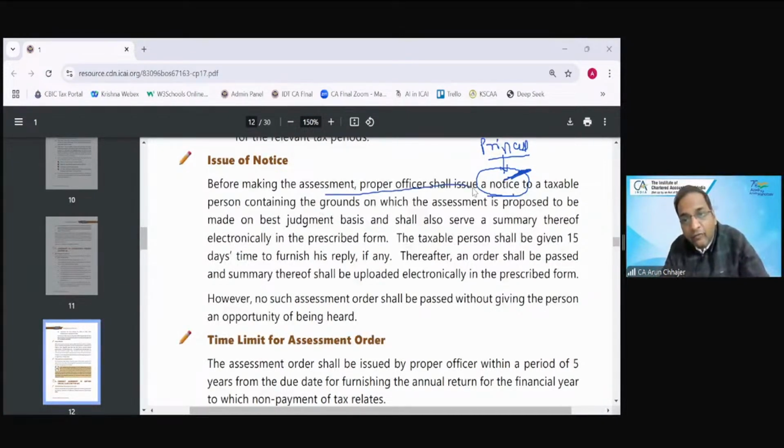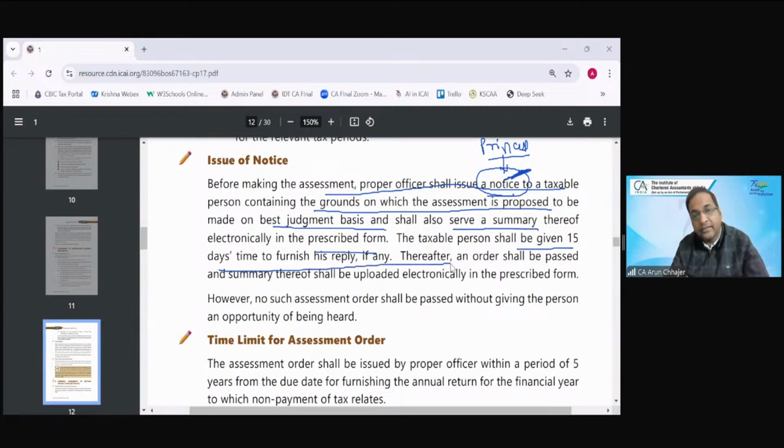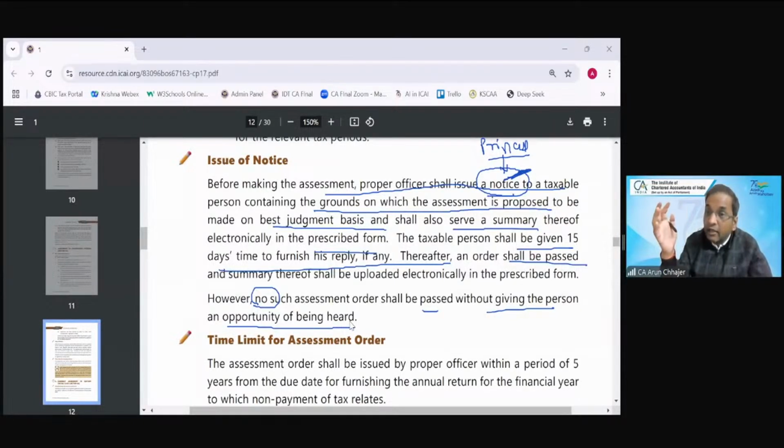So they are saying that the officer shall issue the notice to the taxable person containing the grounds on which the assessment is proposed to be made on the best of his judgment, and shall serve a summary thereof electronically in the prescribed form. The taxable person shall be given 15 days time to furnish the reply. Thereafter, an order will be passed electronically. However, no assessment order will be passed without giving the person an opportunity of being heard. मतलब आप नोटिस देंगे और साथ में उसे अपनी बात कहने का मौका देंगे. I am the officer, I will give you the time limit and I will give the time for hearing also.